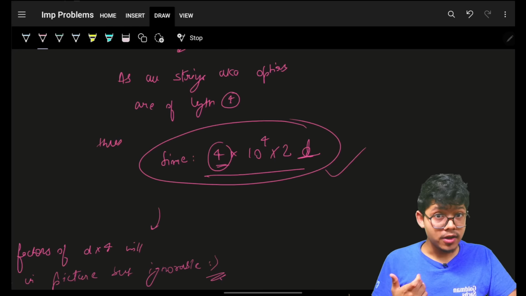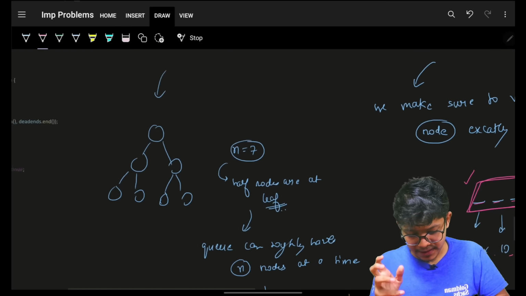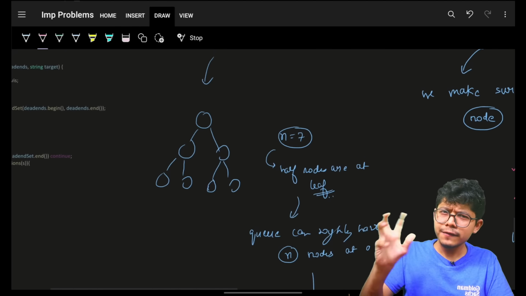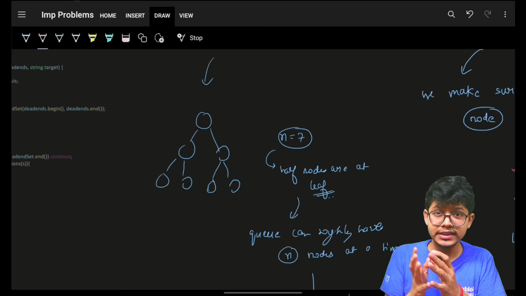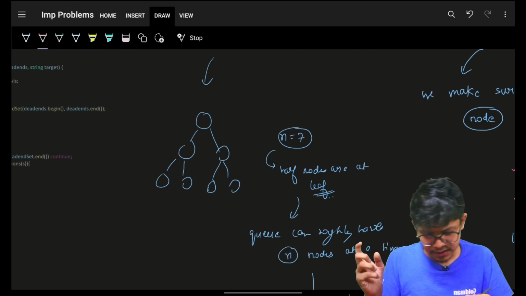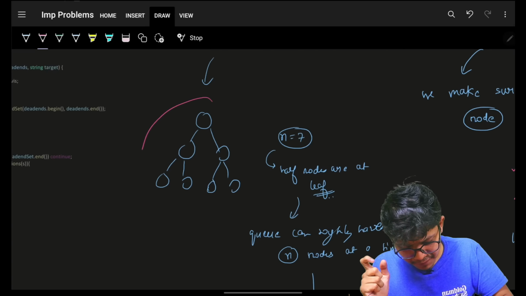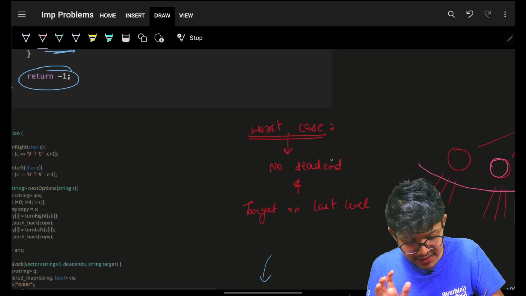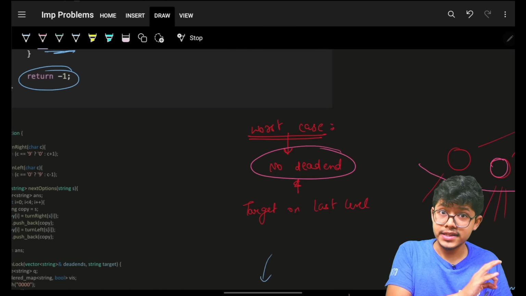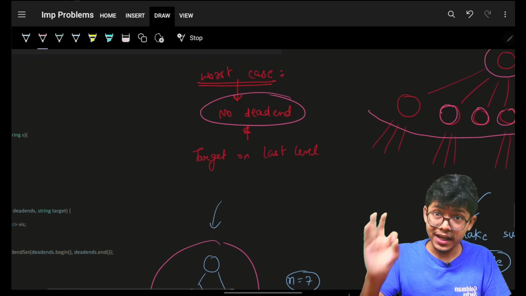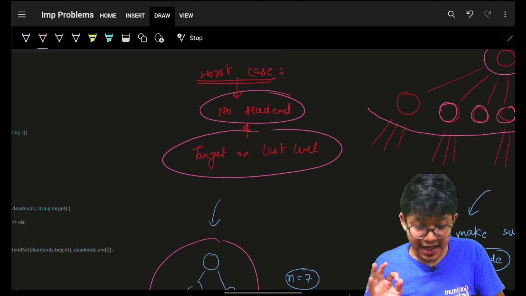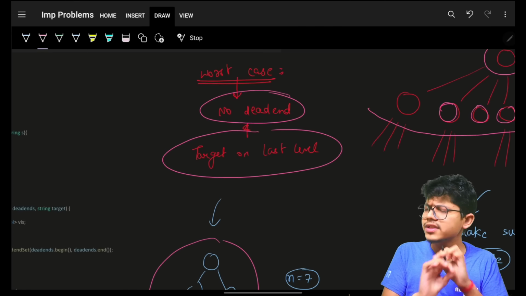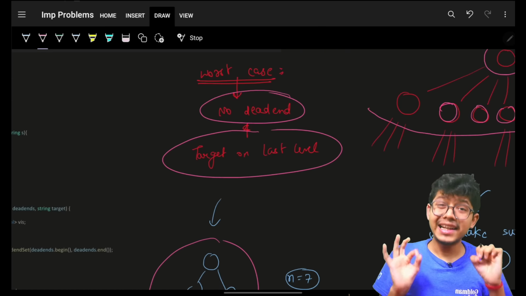What is the space complexity? If you had already watched the video in which we discussed the BFS traversal, you know that if I have a tree, again, I'm just taking the worst case. What is the worst case? The worst case is that I have no dead ends, I'm going on to all the nodes, and also my target is actually at the last possible level.